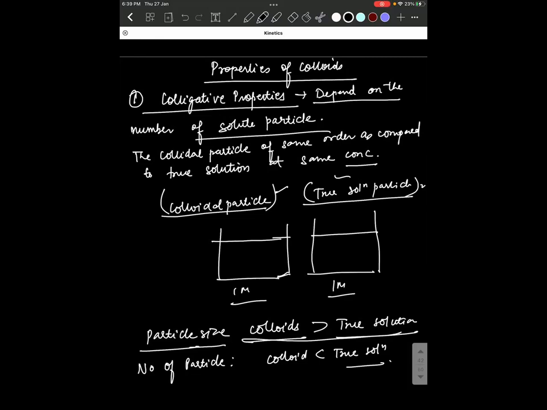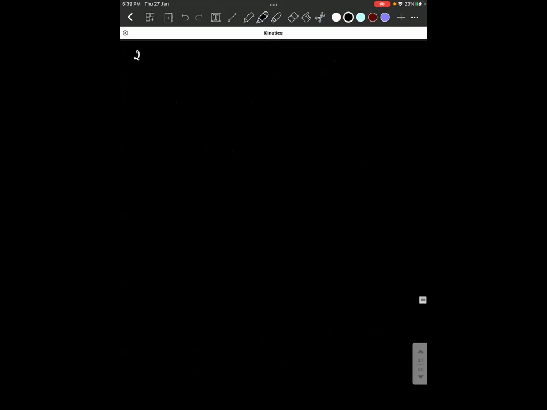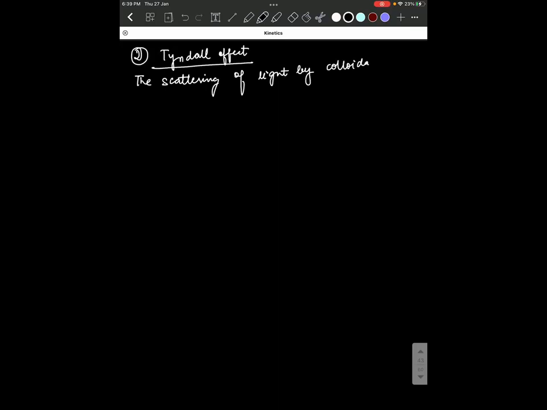Okay. This was the first property of colloids. Now we will be doing the second property. The second property is the Tyndall effect. Now, what is this Tyndall effect? Tyndall effect is the scattering of light by colloidal solution. The scattering of light by colloidal solution is called Tyndall effect. Okay.